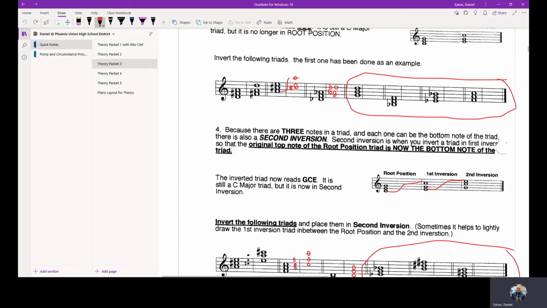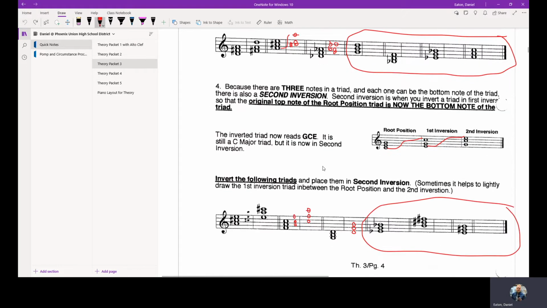All right, because there are 3 notes in a triad, and each one can be the bottom note of the triad, there's also a second inversion. So again, here is the chart. Again, first inversion, I move this C up to the top. Now I'm going to move this E up to the top. So now I've got that bigger interval on the bottom, where I've got line jumping up to space, space. It's just some type of inversion of a root position triad. Okay, so memorize that chart. That's what the first and second inversions look like. This one is obviously based on C.